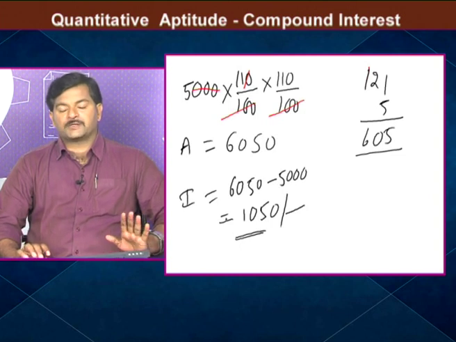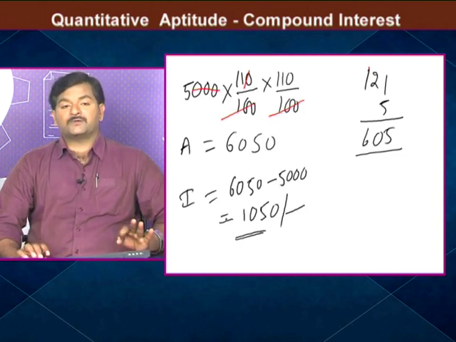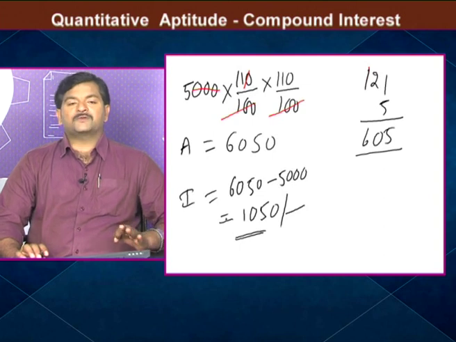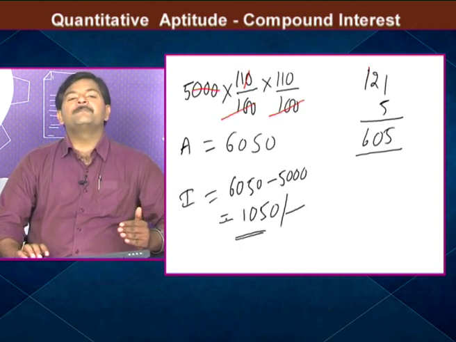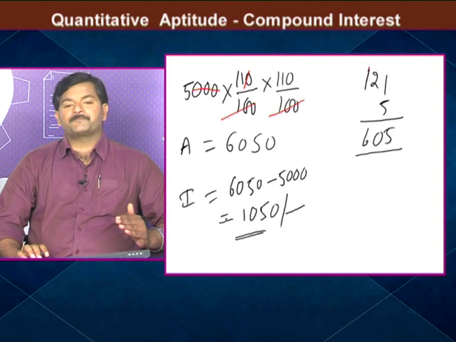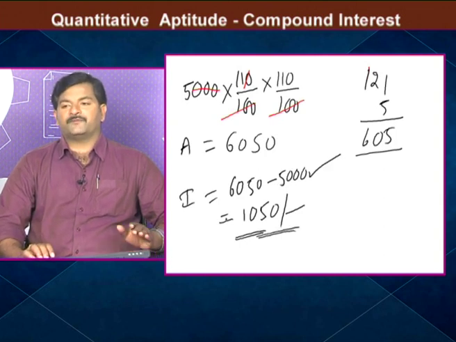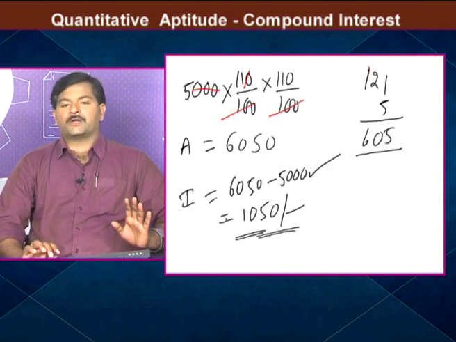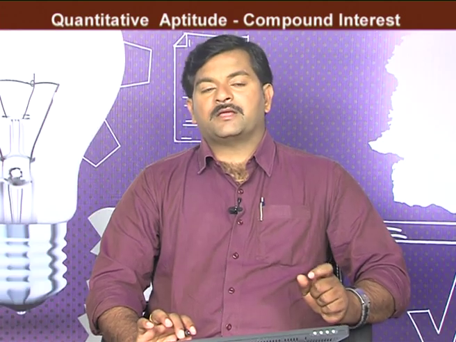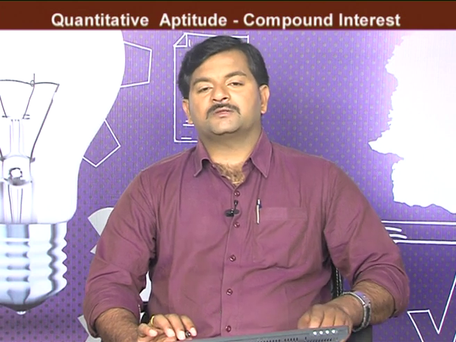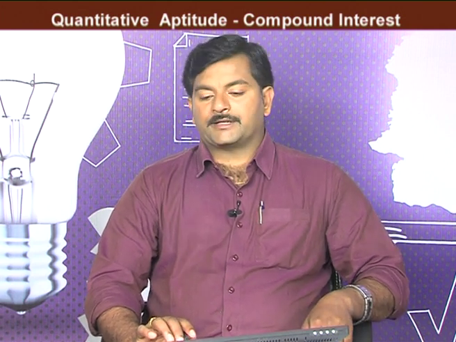I repeat this concept. If he asks to find interest, first of all we have to find out the amount. So the amount I am getting is 6050. After getting the amount, he asked to find out the interest. So my final answer is 1050 rupees. I hope you understood. In question number 1, he asked you to find out the amount, but in question number 2, he asked you to find out compound interest.